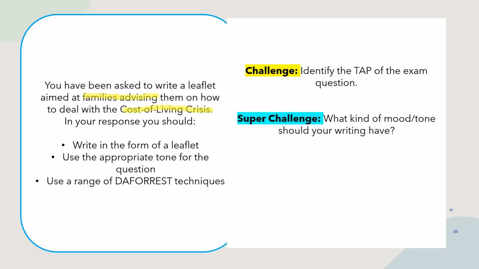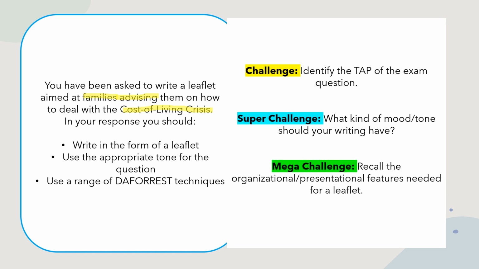Now, if you're thinking about actually writing your response or planning your response, think about the kind of mood or tone your writing should have and what kind of words could help create that effect. And then the final thing, recall the organisational or presentational features needed for a leaflet. We will be going through this in more detail in the next video. However, if you've watched any of our other videos, you might have already had some indication of how to set this out. Think about it almost like an actual exam. If you went into the exam now and you were told you had to do a leaflet or you had to do an article, for example, how confident would you feel about writing in that form?